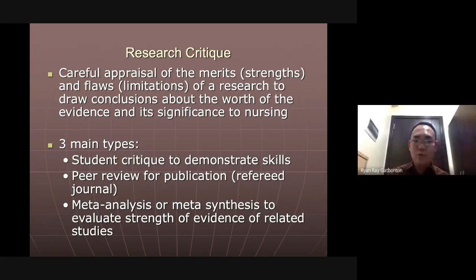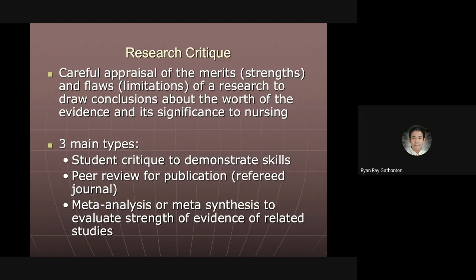When you do research critique, this refers to your careful appraisal of the merits and flaws of a research to draw conclusion about the worth of the evidence and significance to nursing. No? So there are three main types of research critique. It can be a student critique. Pag sinabing student critique, it's just to assess your skills in appraising research. Like identifying the problem, the methodology, the research sampling technique, and the data collection method, etc.